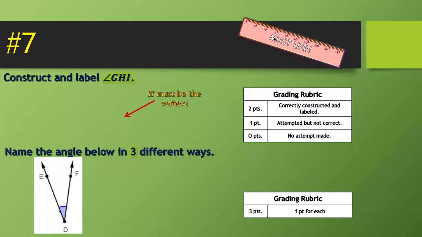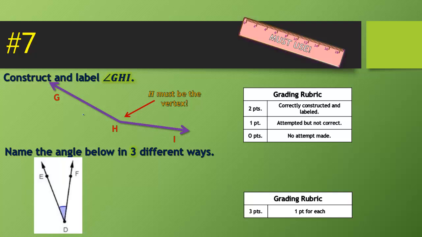Again, since H is the middle letter, H has to be the vertex. And I should point out that when you're creating anything, you must use a straight edge. You can't just draw it by hand, so don't expect to get away with it if you're doing that. So I could draw a big angle here. H has to be the vertex, and I could say GHI, or I could flip it and say IHG. Doesn't matter.